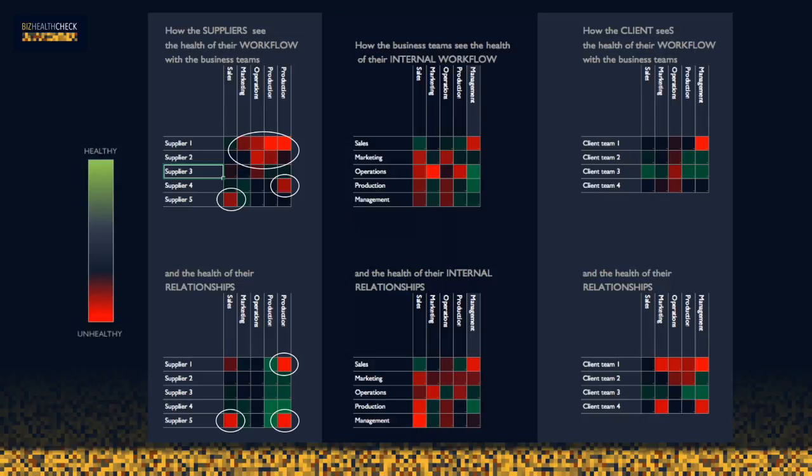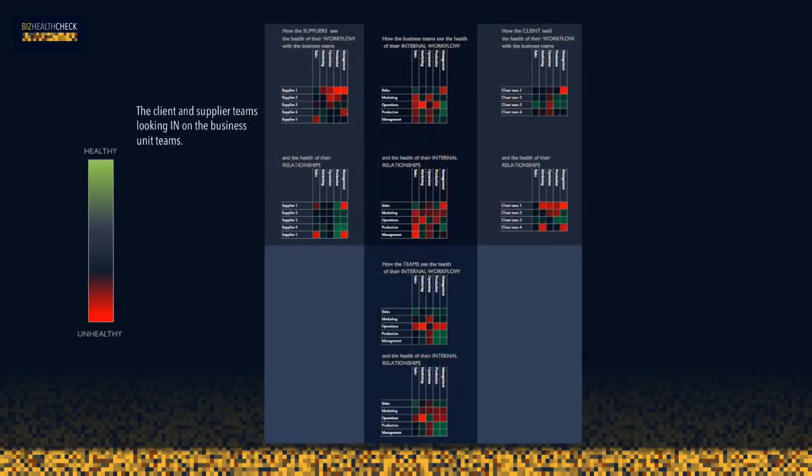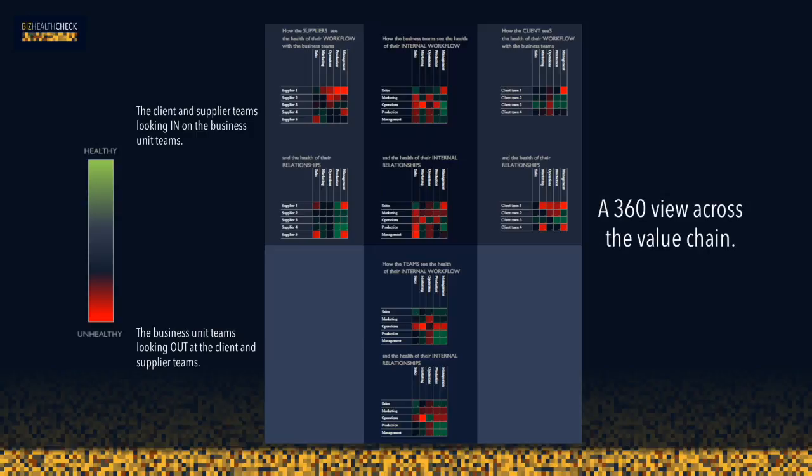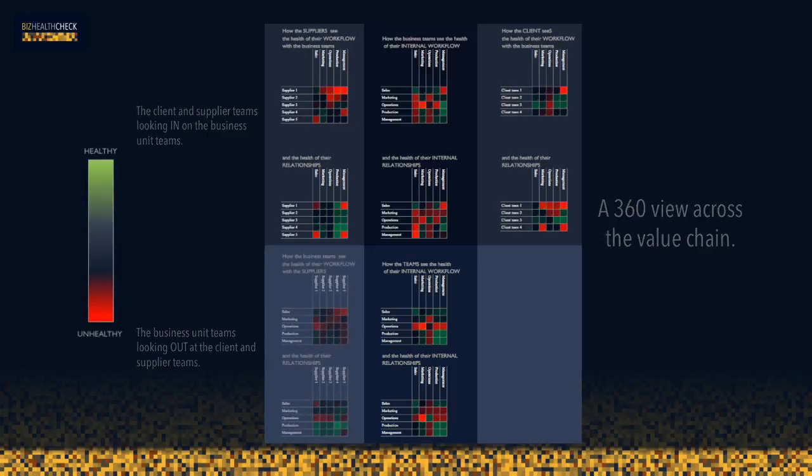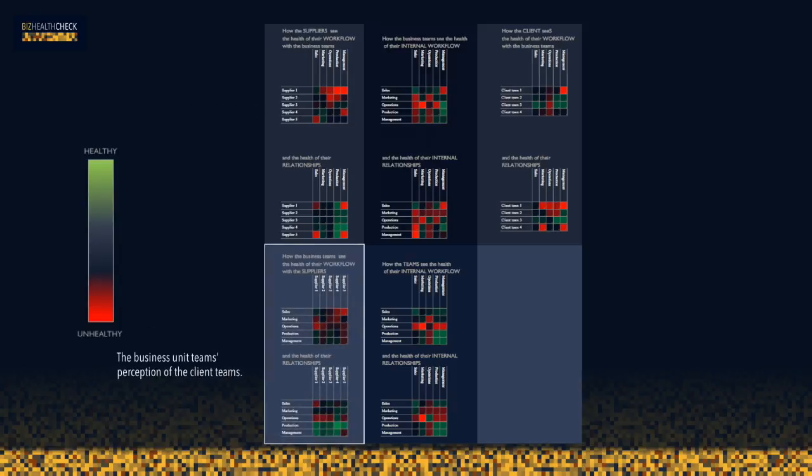Now, what we've been looking at so far is the view in to our business teams. But we can also look the other way. We can ask the teams to look out and tell us how they think the health of the workflow and the relationships are that they have with both their client and supplier teams. It gives us a 360 view across the value chain. So we can see the business unit team's perception of the client teams and also of the supplier teams.